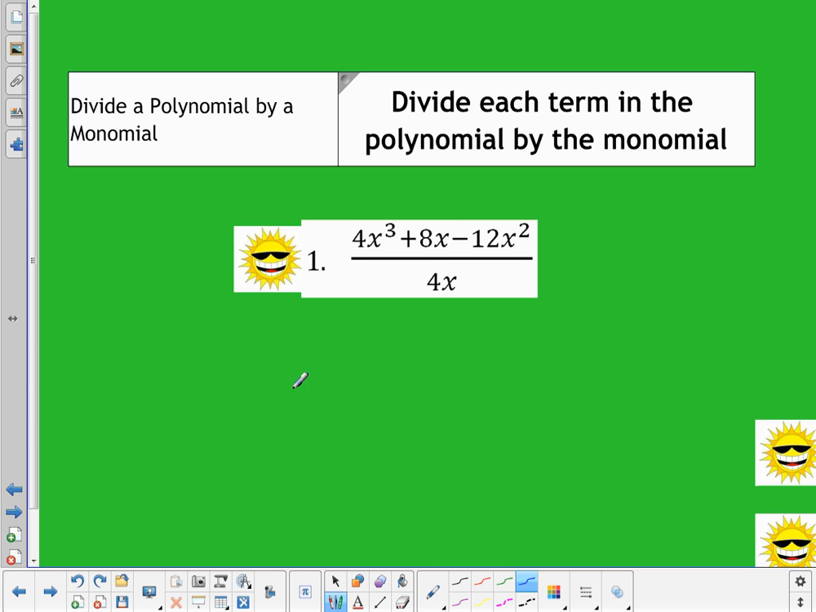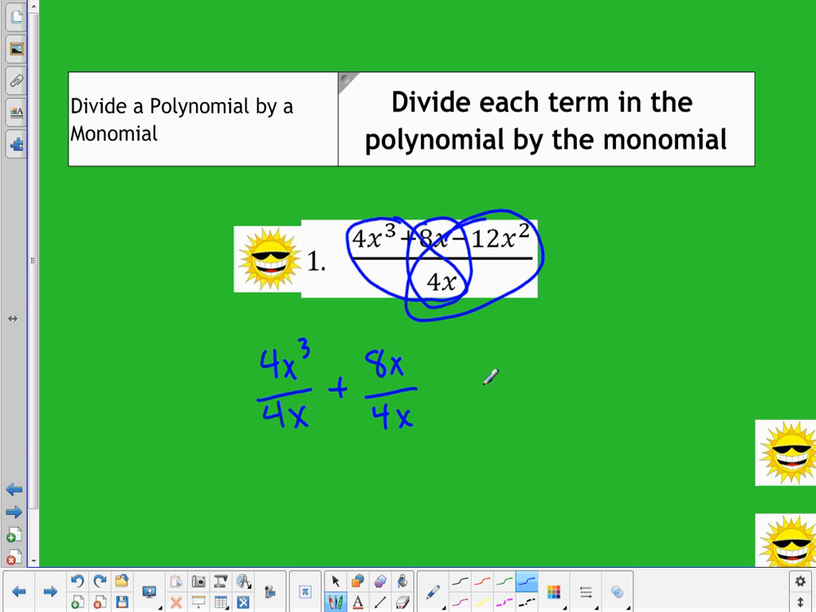And I want to go ahead and split each of these and make them each divided by the denominator. So that's going to look like 4x to the third divided by 4x plus 8x divided by 4x minus 12x squared divided by 4x. And then I simplify that. 4 divided by 4 is going to go away. X to the third over x, I need to subtract those exponents. 3 minus 1 is 2, so I have x squared left over there.